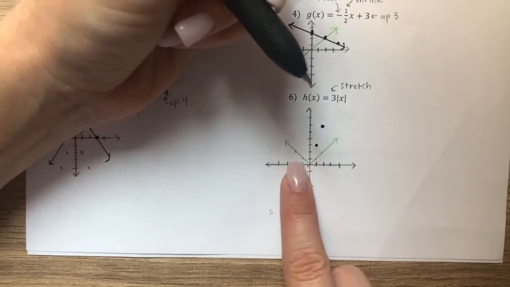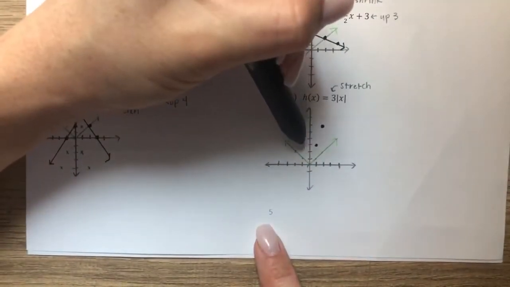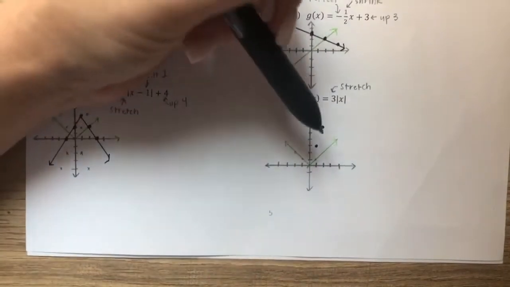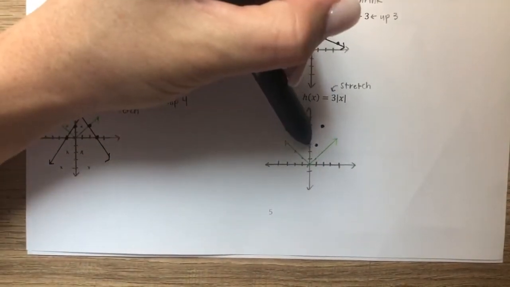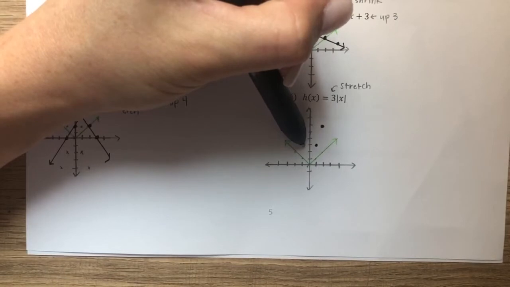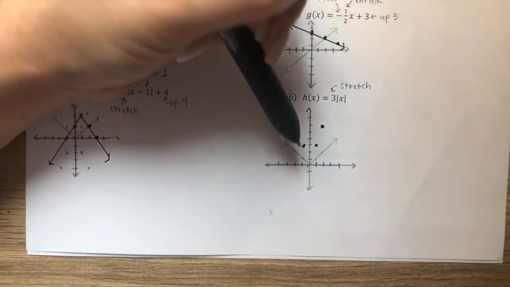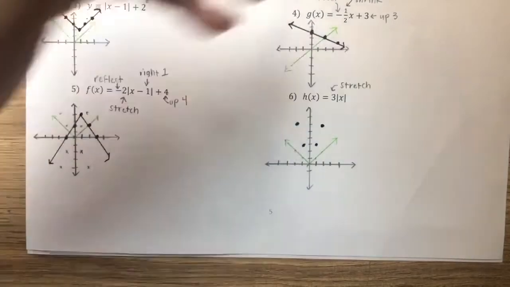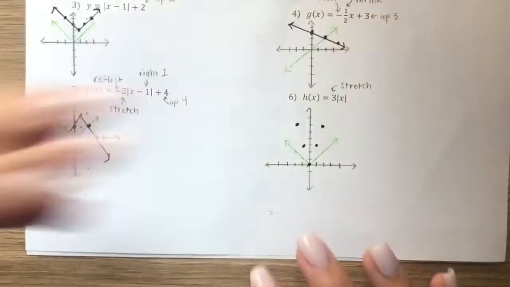And then you can do the same thing on the left side, or you can reflect these points over because the graph is symmetric. So if I wanted to reflect it, this point would go from 1 to the right of the y-axis to 1 to the left, so (negative 1, 3), and then (negative 2, 6). And then I still have the point at (0, 0).